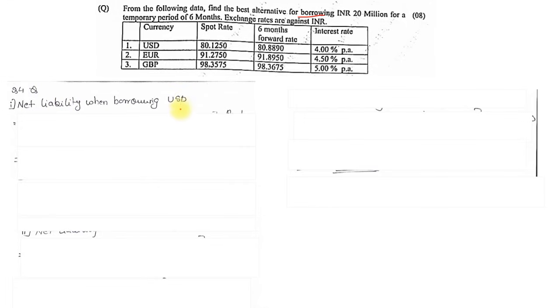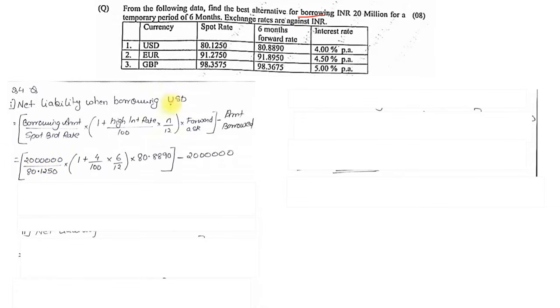We need to find the liability because of borrowing. The formula is borrowing amount upon spot rate into 1 plus the rate of interest upon 100 into n divided by 12 into forward ask, minus the amount borrowed. The borrowing amount is 2 crores. I think I have put 10 less here, so we'll put those extra. That's actually 2 crores; 20 million is 2 crores. So, borrowing amount 2 crores upon the spot rate, which was 80.1250, into 1 plus interest rate, 4% given, upon 100 into the period 6 upon 12, into the forward rate, which is 80.8890, minus 2 crores.